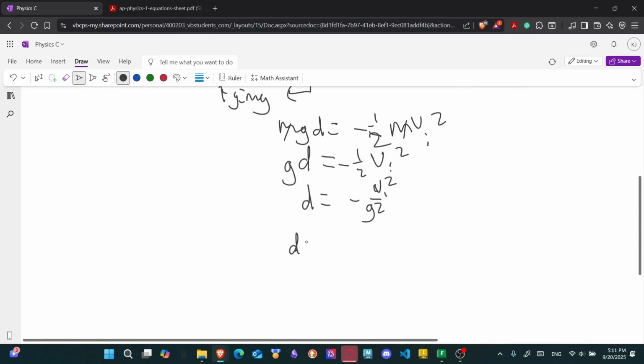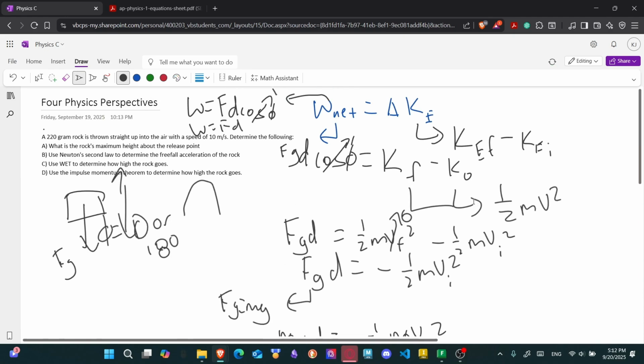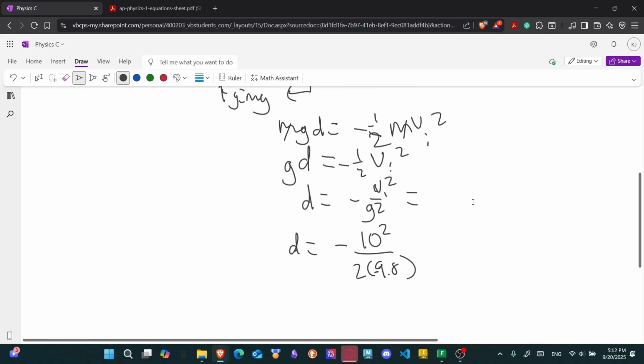Okay, so plugging in values, D is equal to negative 10 squared over 2 times negative 1.8, which is the same equation we got from the kinematics perspective. So this is the same equation, and you would get 5.81 meters.